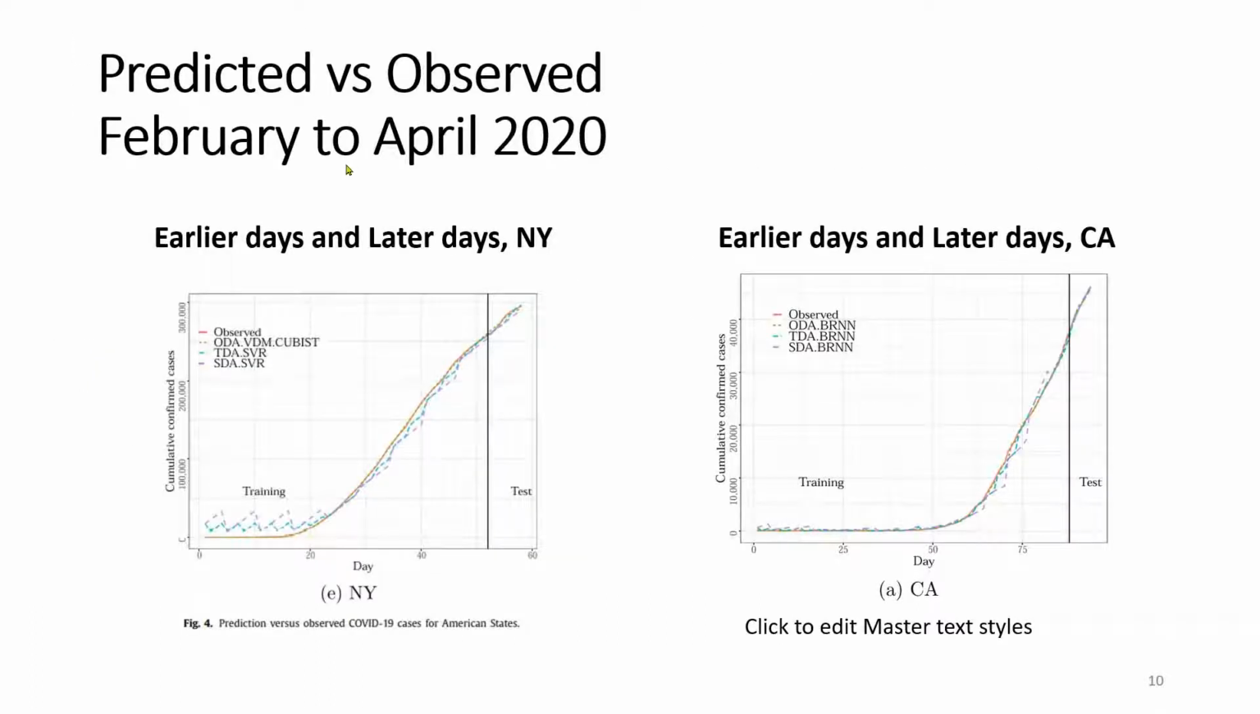And then the predicted versus the observed is pretty good, but not event-free, especially in New York. In the early days, the prediction versus observed obviously has some deviation. I think that it's probably due to our governor's aggressive intervention, but it remains to be seen.